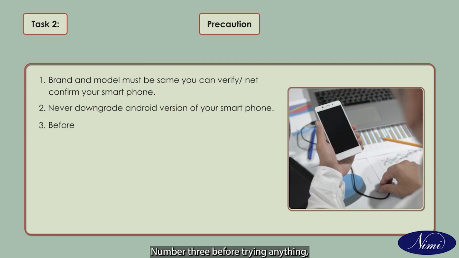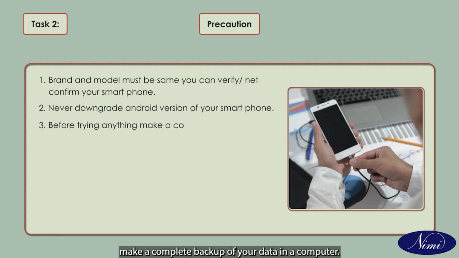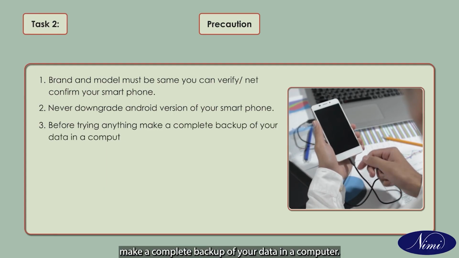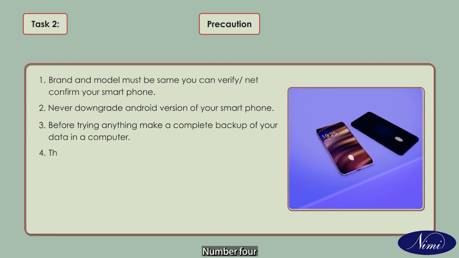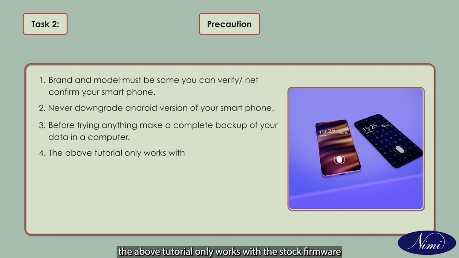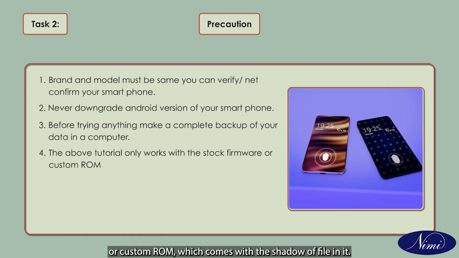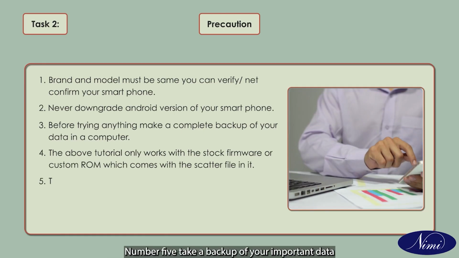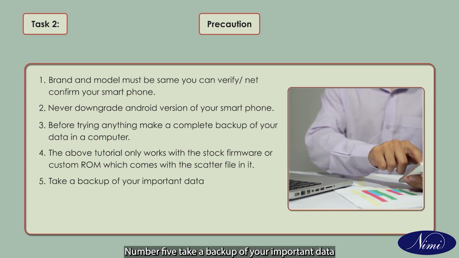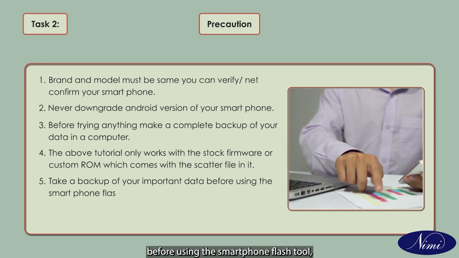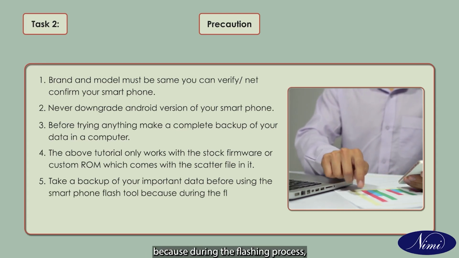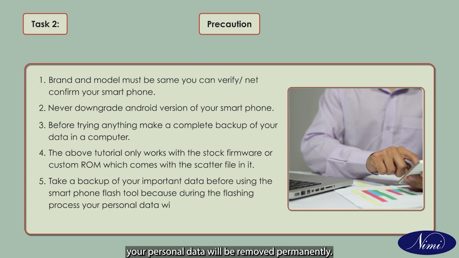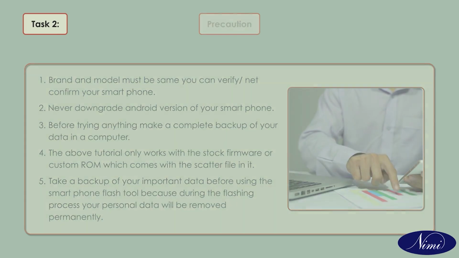Number 3. Before trying anything, make a complete backup of your data on a computer. Number 4. The above tutorial only works with the stock firmware or custom ROM which comes with the scatter file in it. Number 5. Take a backup of your important data before using the smartphone flash tool, because during the flashing process, your personal data will be removed permanently.